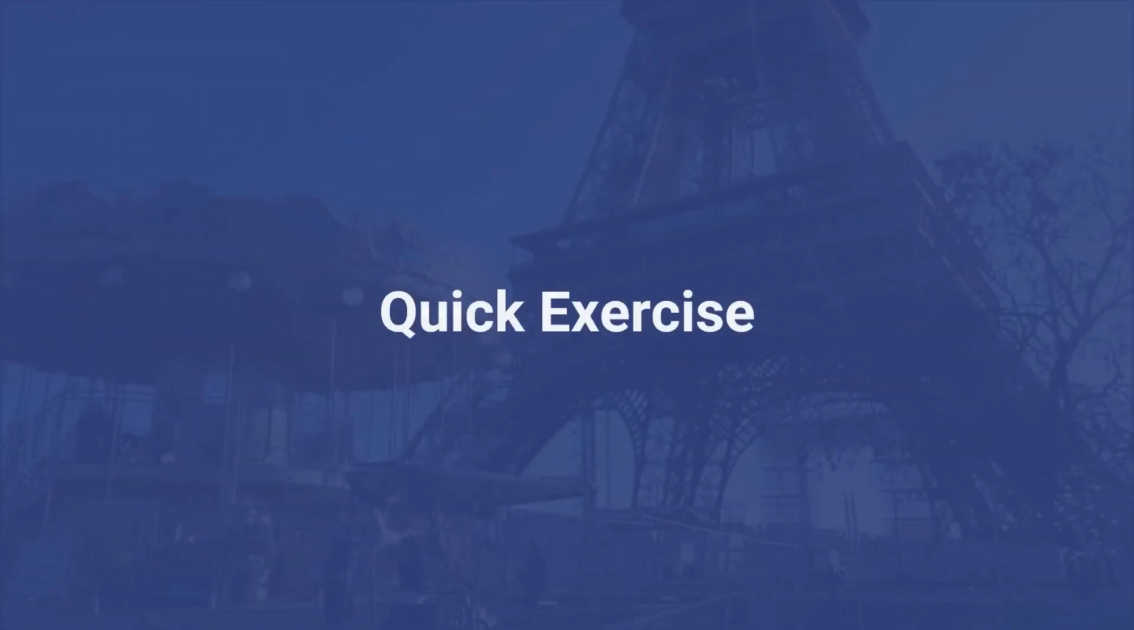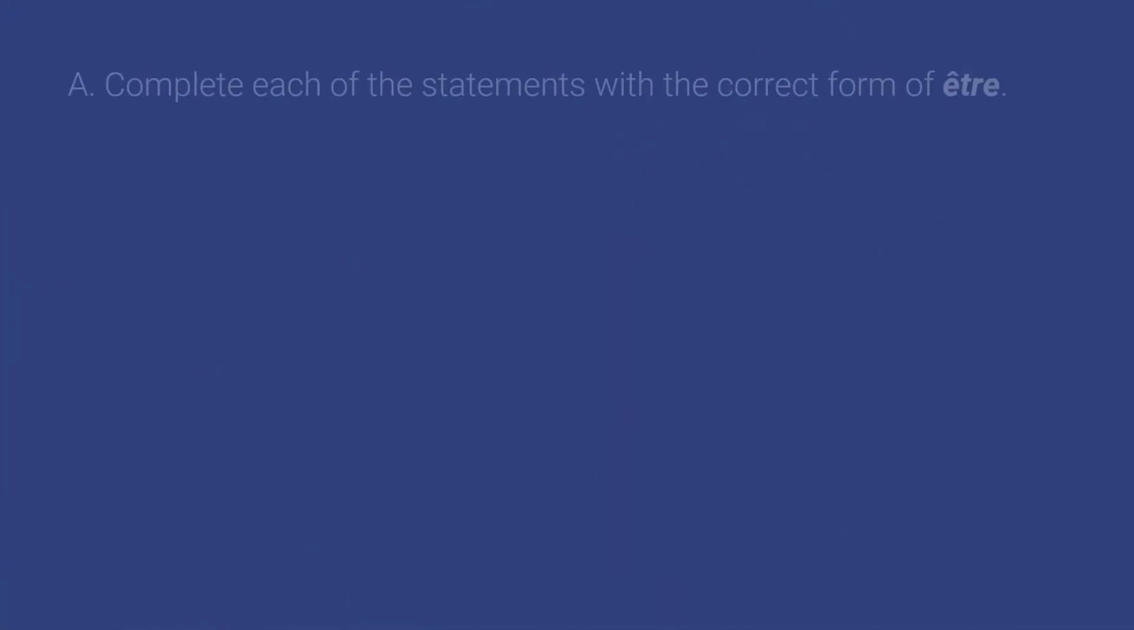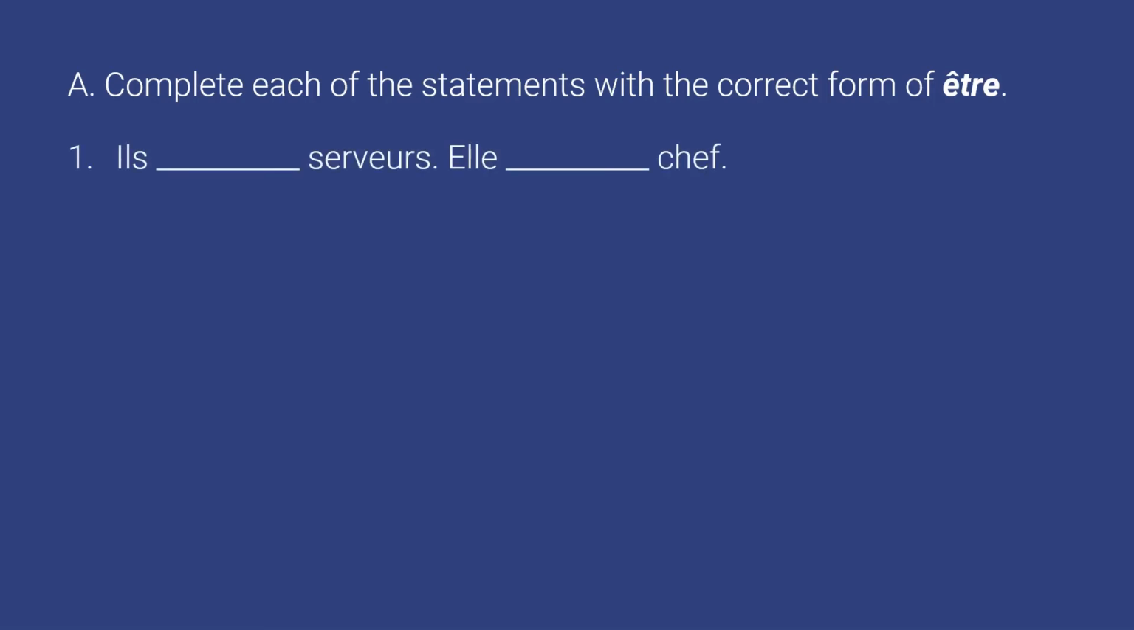Now before we end this video, let's have a quick exercise. Complete each of the statements with the correct form of être. Number 1. Il blank serveur. Elle blank chef. The correct answers are ils sont serveurs. Elle est chef, which means they are waiters. She is a chef.